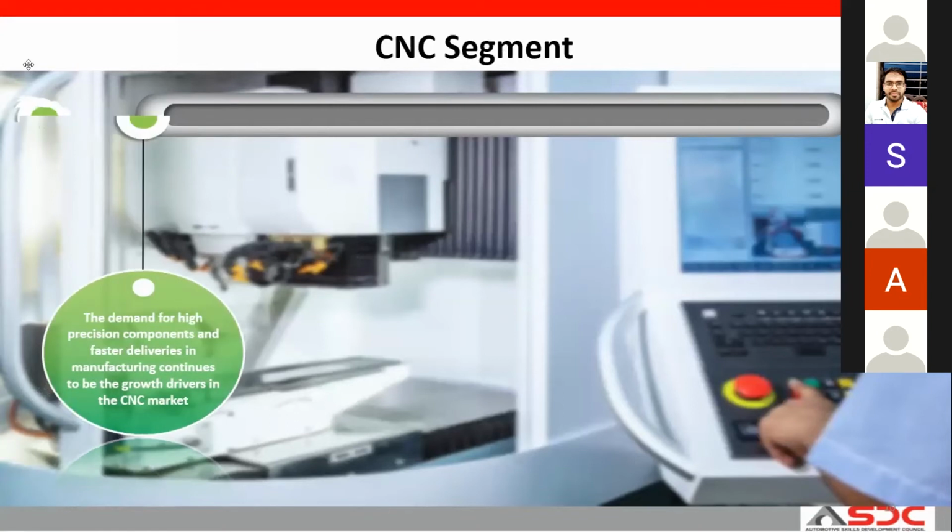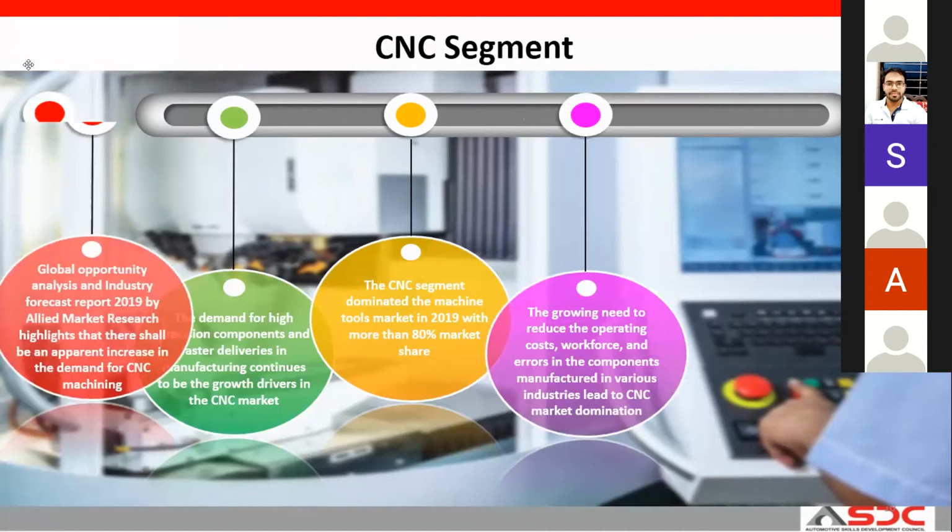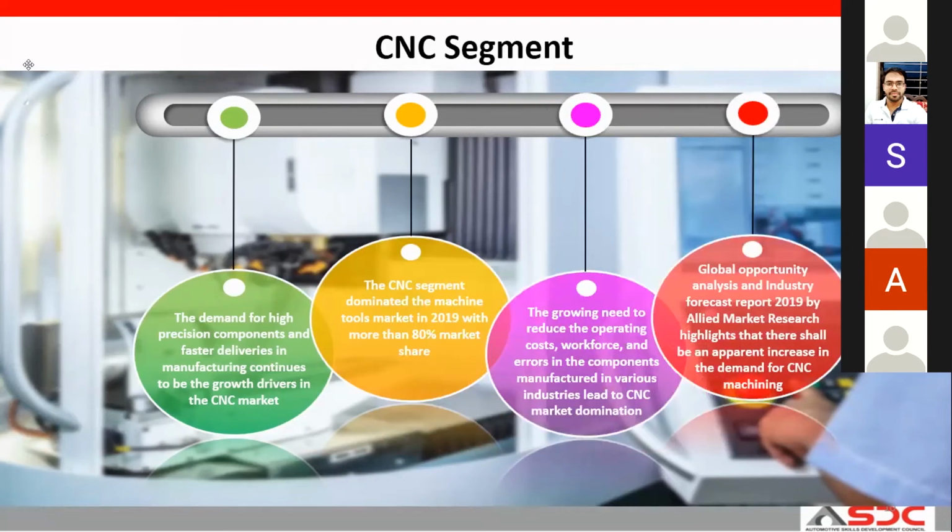Now come to the CNC segment. Here the CNC market growth is driven by the demand for high precision job work and faster deliveries. It is the main benefit of CNC machines. We can create high precision components and deliver them very fast, as the system is automated, not man dependent, so it can be much faster compared to a manual system. Then the CNC segment dominated the machine tools market in 2019 with more than 80% market share. That's why we are using CNC machines, with the growing need to reduce operating costs, workforce, and errors.